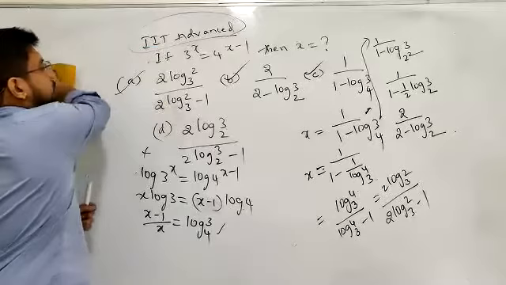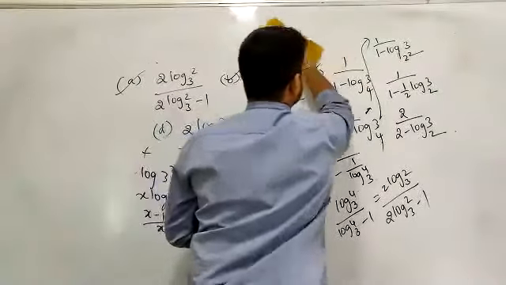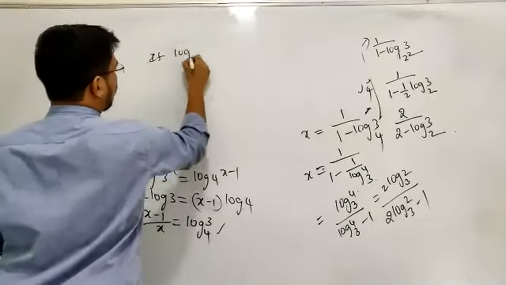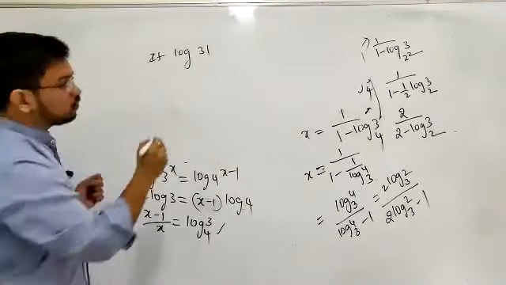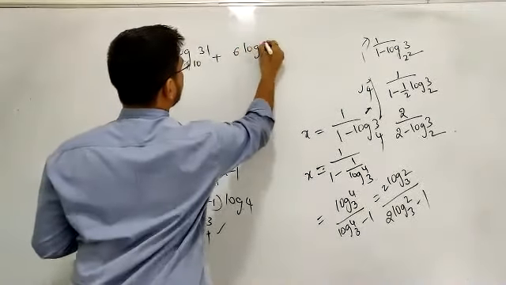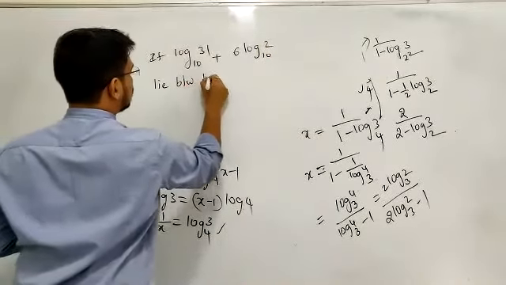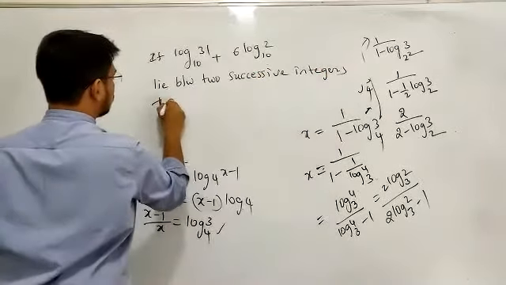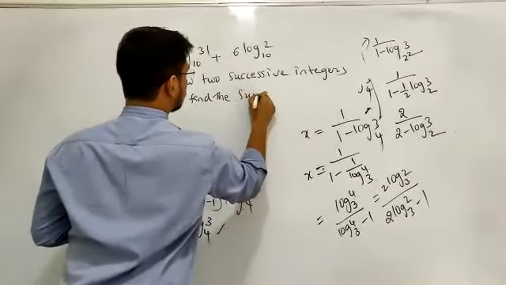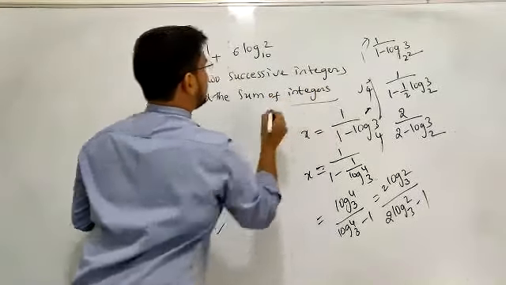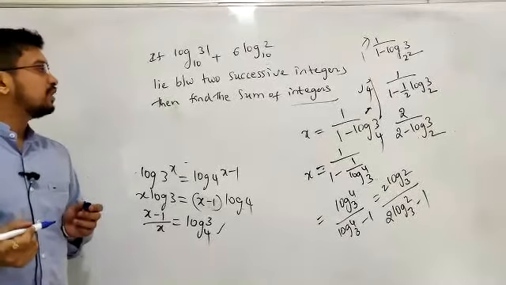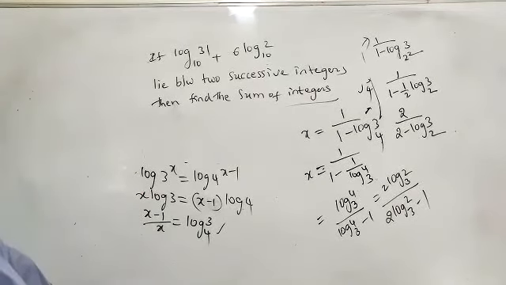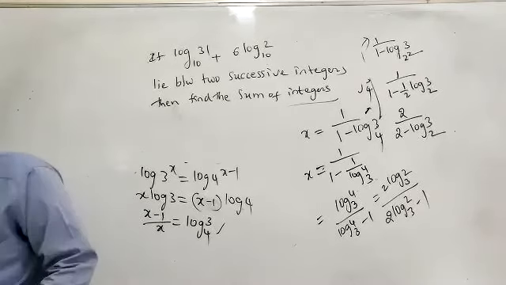Okay, I'm erasing this. Next question will be: if log 31 to the base 10 plus 6 log 2 to the base 10 lie between two successive integers, then find the sum of the integers.